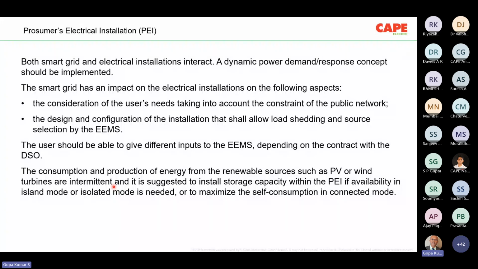Now, if we look at these wordings, I copied from the IEC standard, for example, the consumption and production of energy from renewable sources such as PV or wind turbine are intermittent. I will tell you an example, not related to low voltage prosumer installation, but related to wind turbines. Wind turbines generate electricity based on the availability of the wind, and the availability of the wind varies depending upon the time.